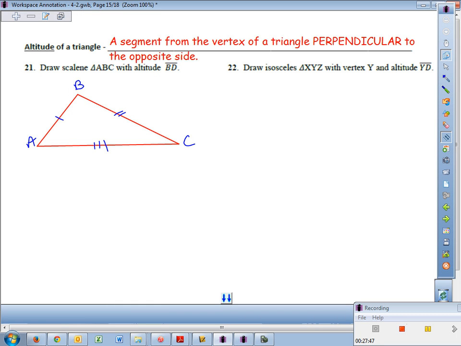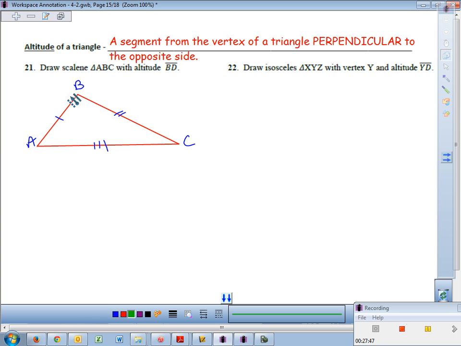And where's it got to go? To the other side. Where on the other side? To the midpoint on the other side? I think that's a median. Where's it got to go? Straight down, I hear you. It's got to go to the other side, and it's got to touch it at a right angle. So don't we just want to, quote unquote, go straight down, if you will, like right there.